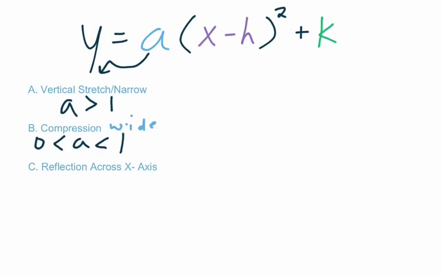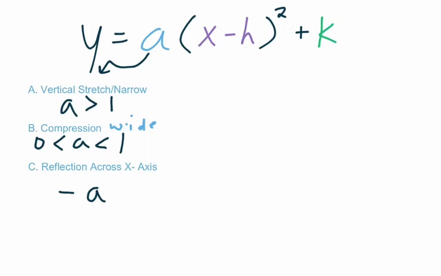Finally, if the value for A is negative, wherever A is, then what's going to happen is you're going to get a reflection.